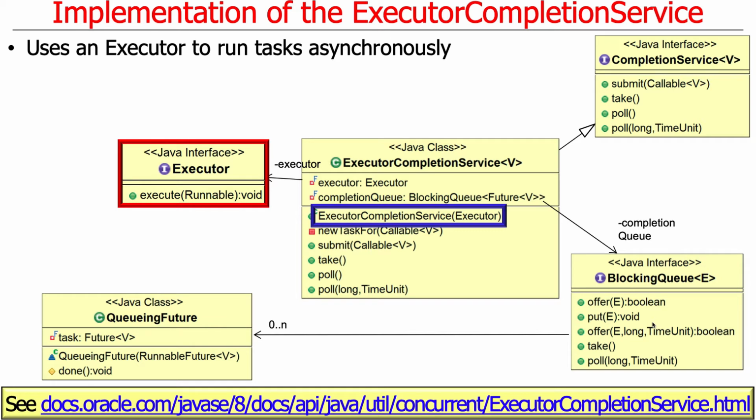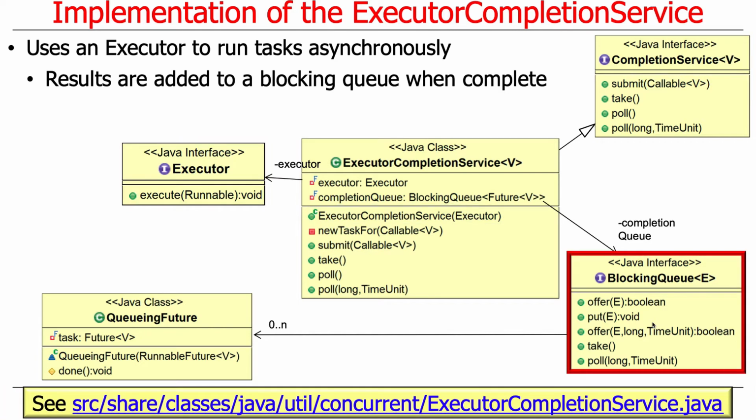So internally, the executor completion service uses an executor to run tasks asynchronously in a thread pool. So you can see here the constructor of executor completion service is given something that implements the executor interface. So that means it's got an execute method defined on it. And you can also see that there's a blocking queue, which sadly you can't modify. There's just one that it uses internally to queue up the results.